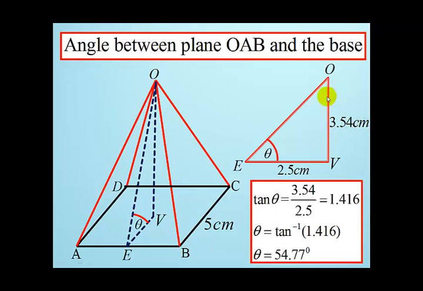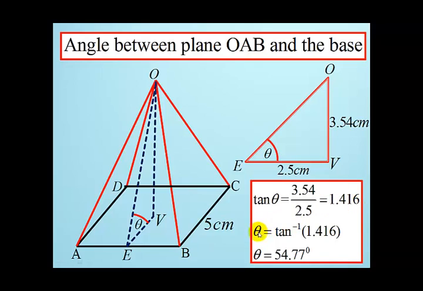So how do we find the angle theta? When we consider the triangle OEV, we are given two sides. Considering the angle theta, 3.54 is opposite to the angle theta. That means we are given the opposite side. And 2.5 is adjacent to the angle theta. That means we also know the adjacent. So we use the ratio opposite over adjacent. That is tan theta. So tan theta is equal to opposite, that is 3.54, divided by adjacent, that is 2.5. And the answer is 1.416.